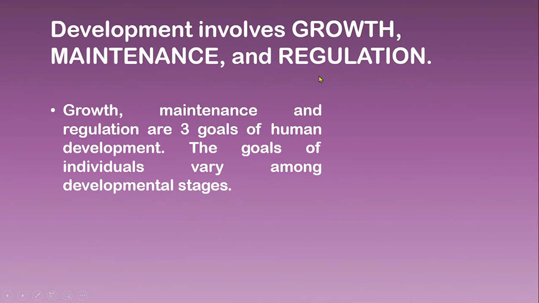Development involves growth, maintenance, and regulation. So growth, maintenance, and regulation are three goals of human development. The goals of individuals vary among developmental stages. So iba yung goal mo when you were an adult. Iba rin yung goal mo when you become a teenager or when you are in old age. Mag-iiba siya.